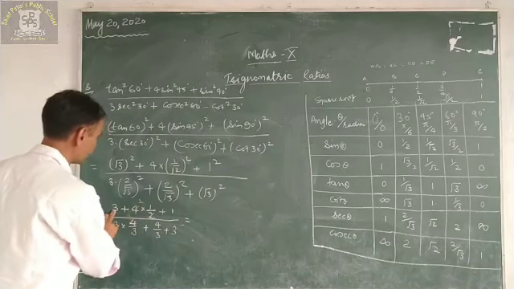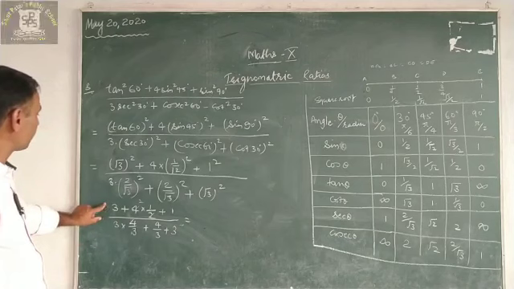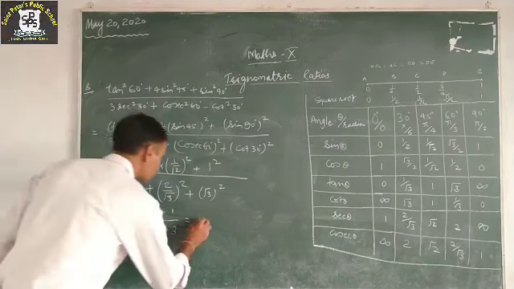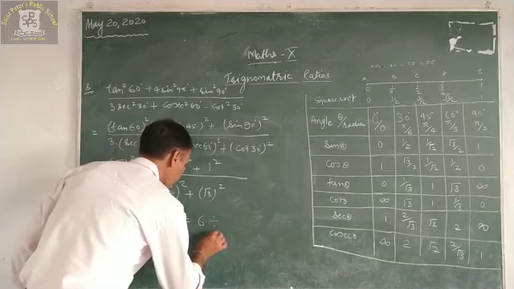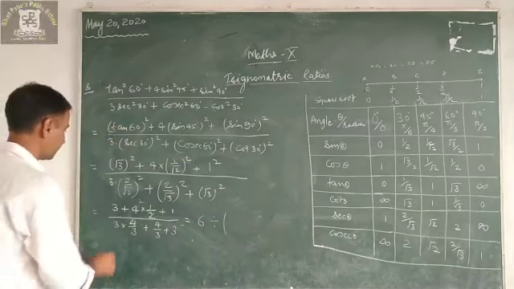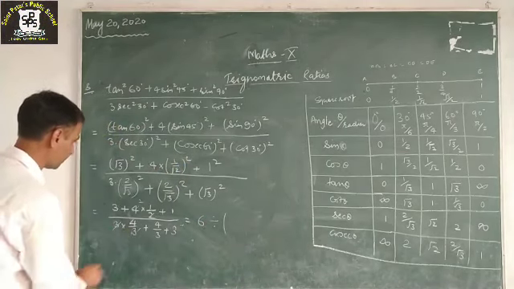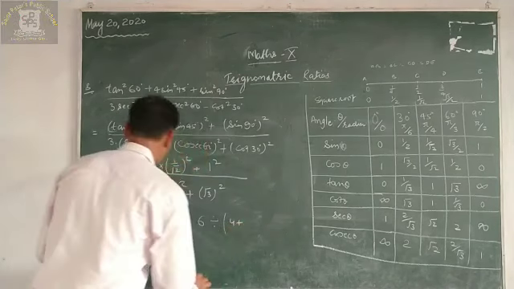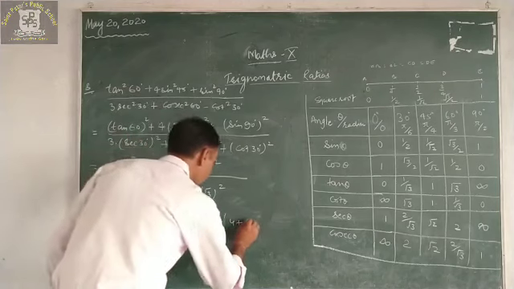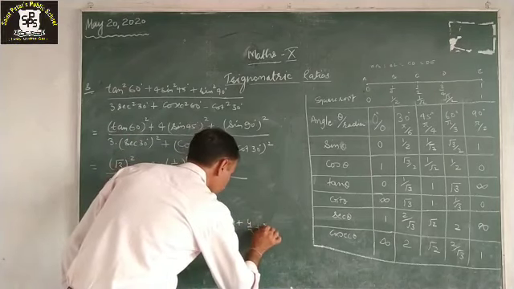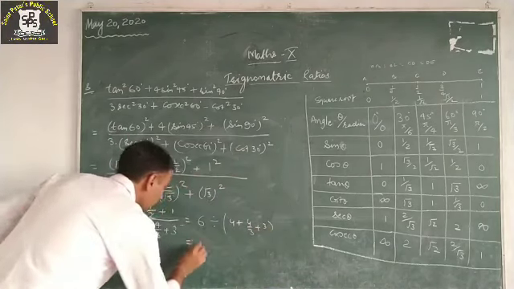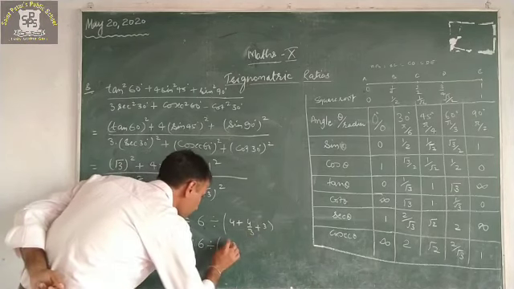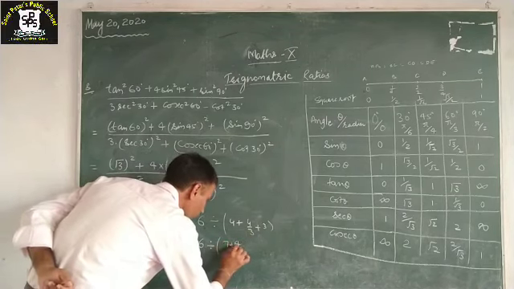It's 2 times, so 3. In the numerator we get 3 plus 2, 5. 5 plus 1, 6. And 6 is divided by... cancel it from here. So it's 4 plus 4 upon 3 plus 3, and it will be equals to 6 divided by 4 plus 3, 7. 7 plus 4 upon 3.